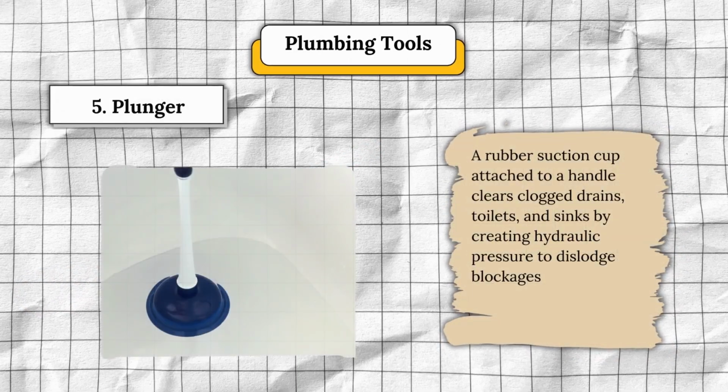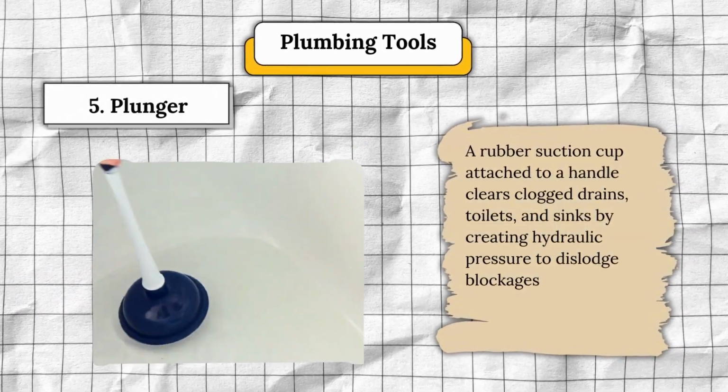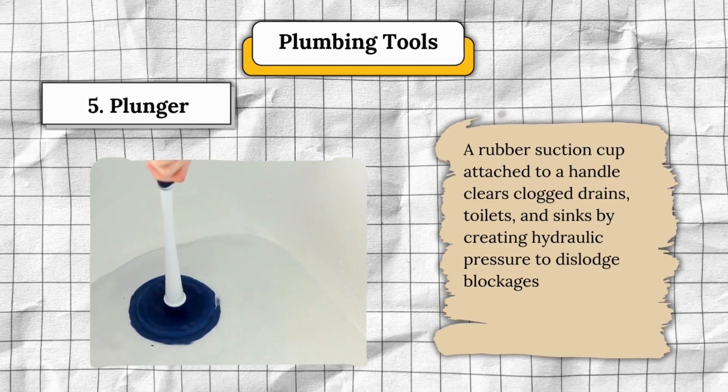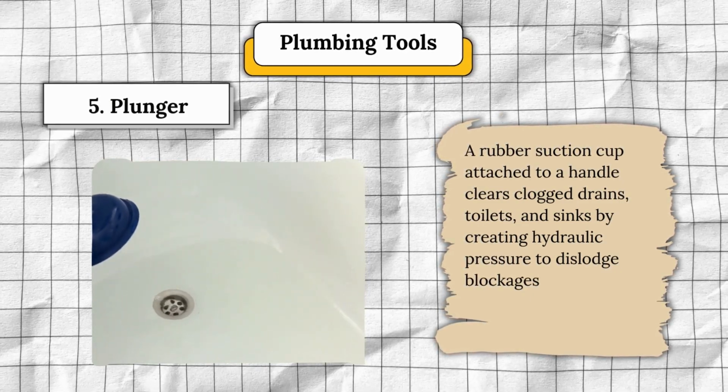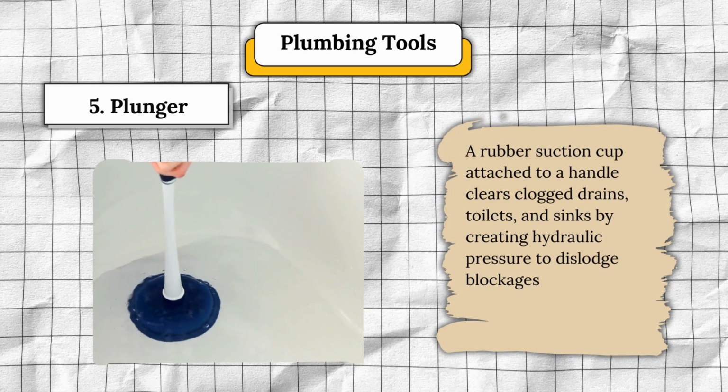Number 5. Plunger. It is a rubber suction cup attached to a handle that clears clogged drains, toilets, and sinks by creating hydraulic pressure to dislodge blockages.